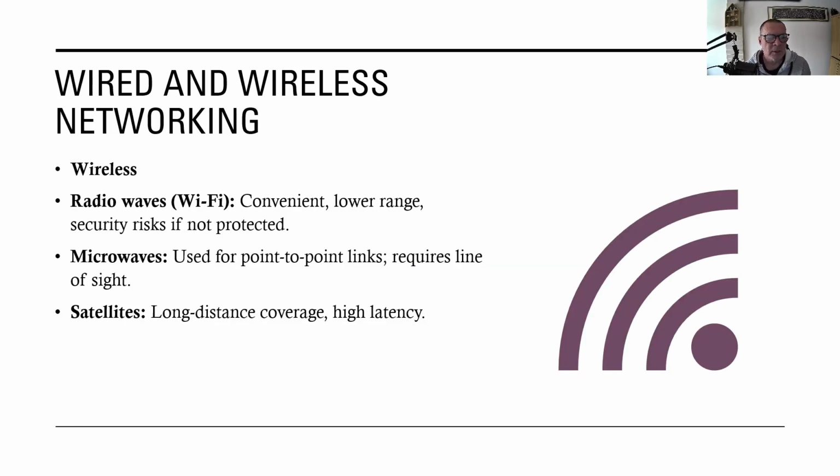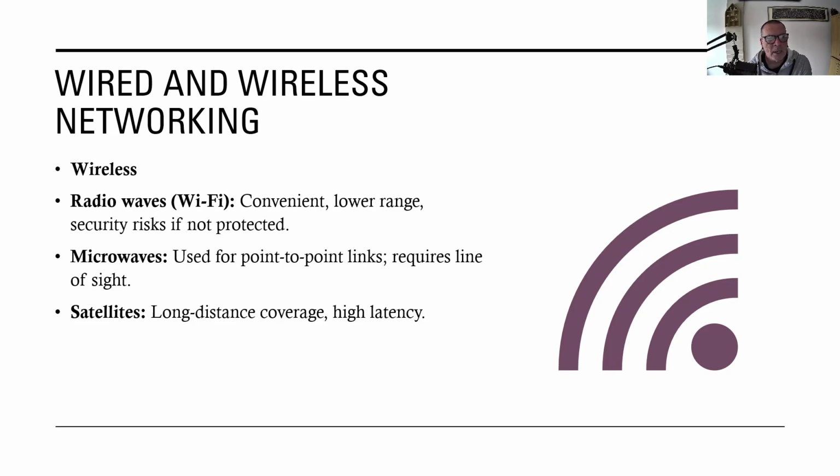Wireless methods, typically using things like radio waves. For example, Wi-Fi uses radio waves. It's convenient, has a shorter range, and there are security risks if it's unprotected. So you have to encrypt your data and take other security measures to make sure that your wireless transmission is safe.